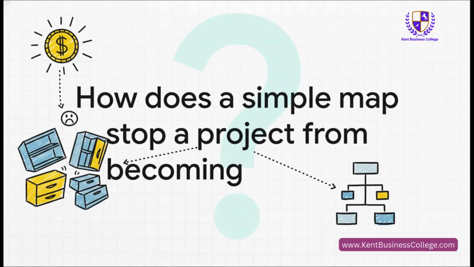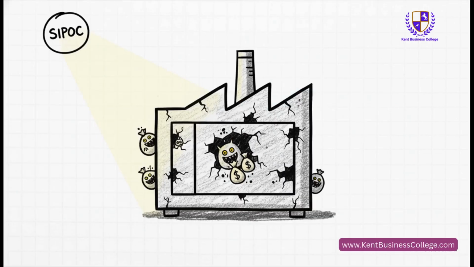But that's the million-dollar question, isn't it? How on earth does a simple map stop a project from turning into that wobbly shelf we were talking about? I mean, it seems a bit too simple to be true, doesn't it? But the magic is in what it forces you to see. It works by making something called the cost of quality completely visible.